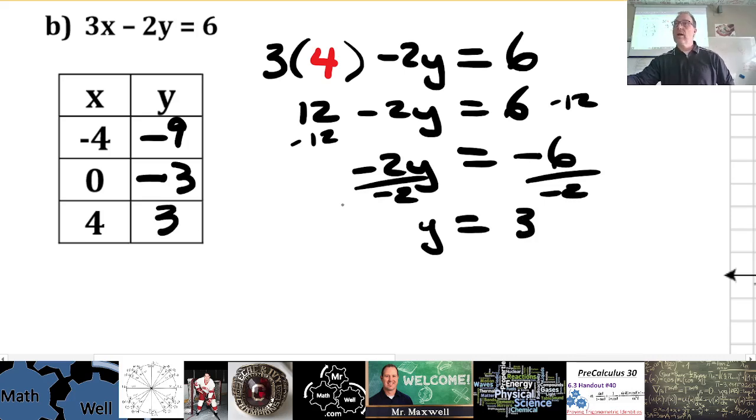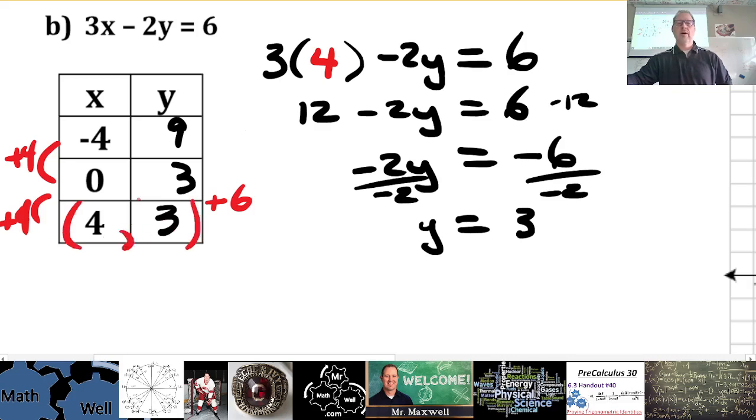Now, what's the second way we could have filled that in? Anybody? Using the pattern. Yes. Now, careful. This is plus 4, and this is plus 4. So you have to make sure that that's a consistent jump too. If that's not a consistent jump, you can't just assume over here. So this is a plus what? 6. So I need to plus 6 here. So negative 3 plus 6, positive 3. Awesome. So 4 comma 3 is a point that's on this line, as well as 0, negative 3, and negative 4, negative 9.